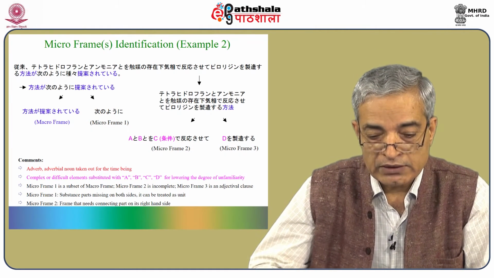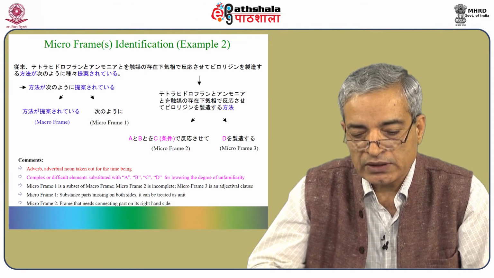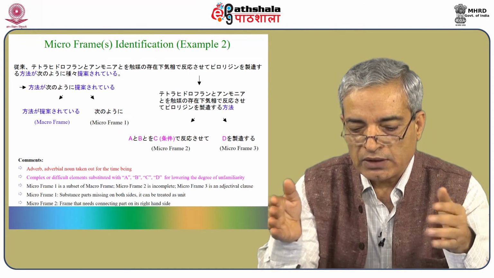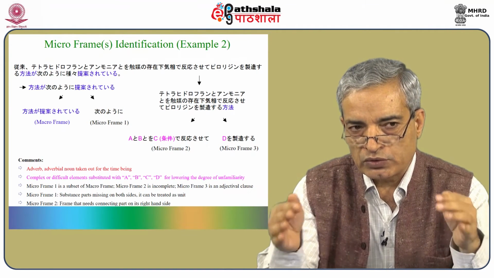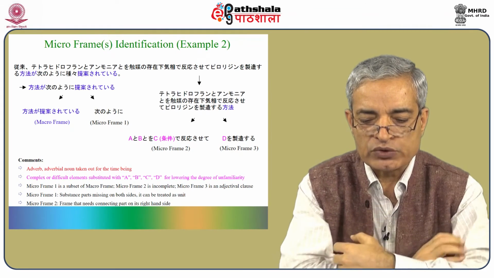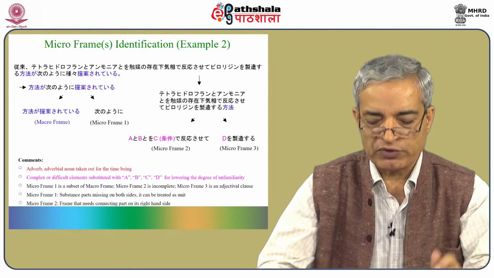If we look at the final frame here, it is A to B o C de hanno saste, because C is basically a condition here. So under C, hanno sasite D o seizo suru. D is seizo suru, is manufactured.